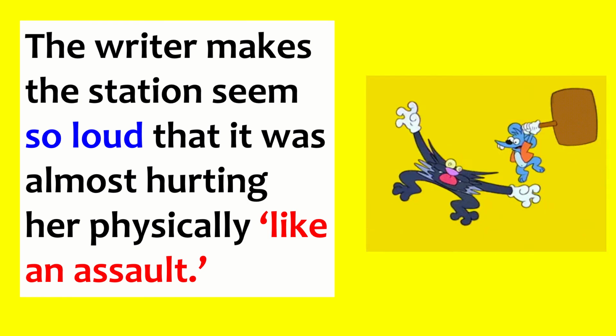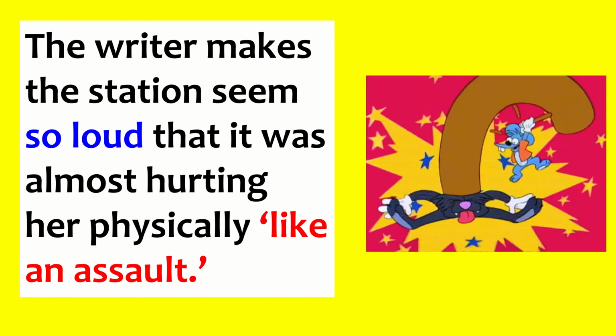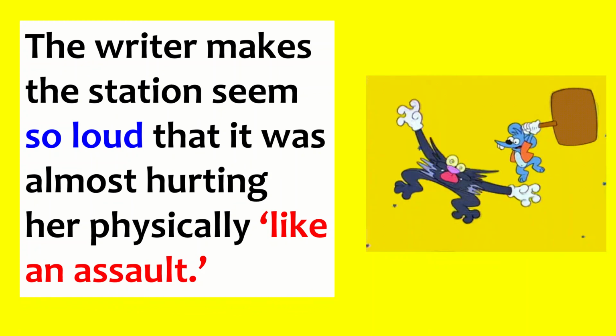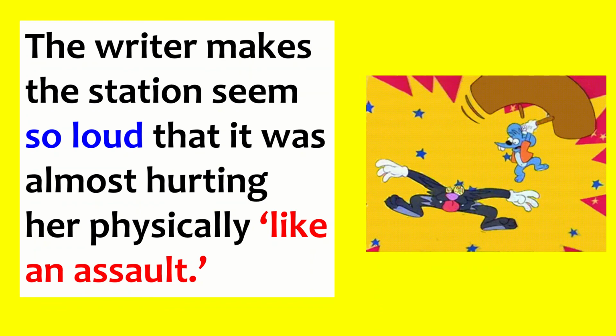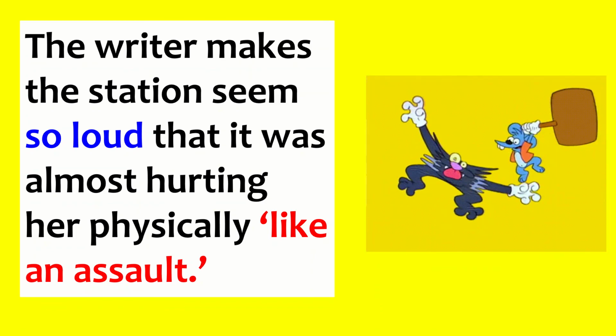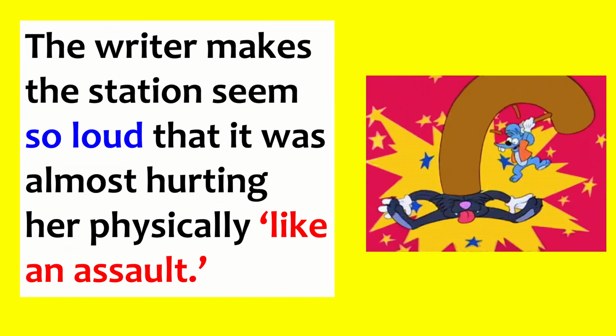Another thing about the station is that it was so loud that it was almost like an assault. So if you think about an assault, think about why the writer has used that simile. What are they trying to get over? They're not just trying to get across it was loud. They're almost trying to say that it was hurting her physically. What is an assault? It's someone hitting you, isn't it? So that's what they're saying. They're saying the noise was so loud in the train station, it almost felt like someone was actually hitting her with it.